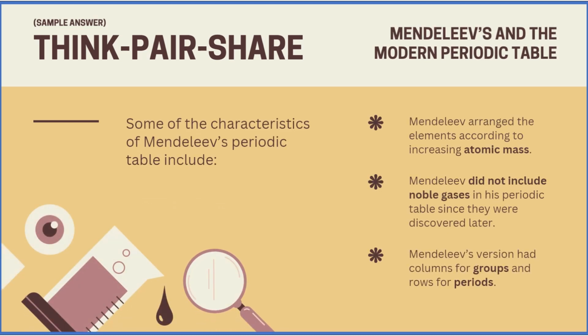One more. Some of the characteristics of Mendeleev's periodic table include, what is it? Mendeleev arranged the elements according to increasing atomic mass. It is increasing atomic mass. Then Mendeleev did not include noble gases in his periodic table since they were discovered later. Mendeleev's version had columns for groups and rows for periods.